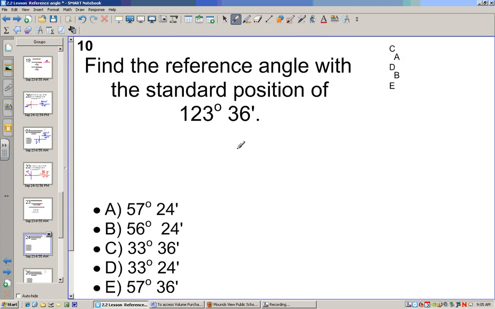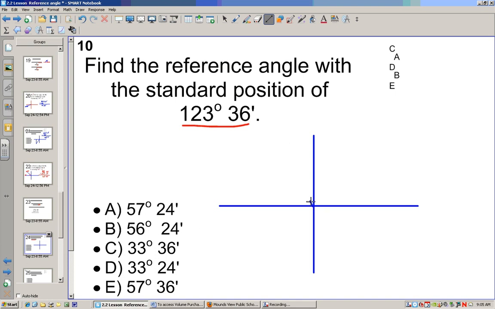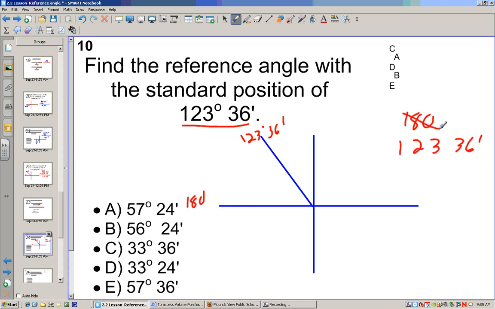So find the reference angle for the standard position for this. Pause the video. All right, it's 123. So what we're going to want to do is take 180 minus my 123 degrees, 36 minutes. So as we do this, you take 1 away from 180 to get 60 minutes. So this would be 24 minutes, and this would be 56 degrees. So 56 degrees, 24 minutes is the answer.